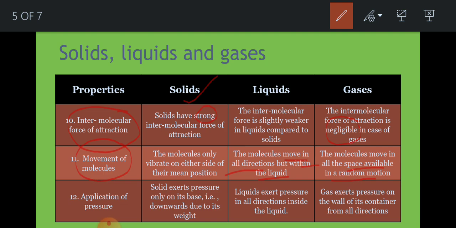Now, the 12th point is application of pressure. Solids exert pressure only on their base, that is downwards.